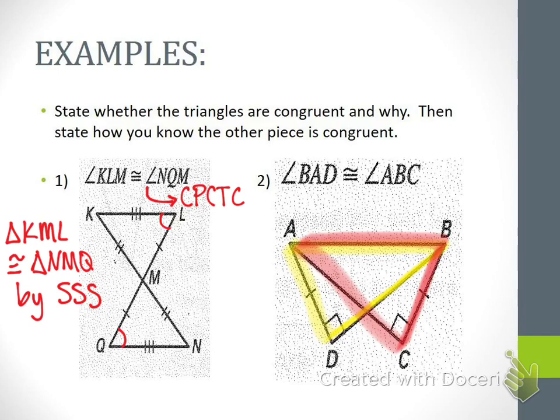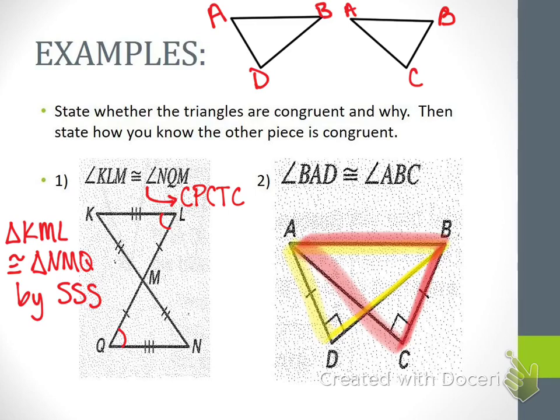So when we do that, we have to state whether the triangles are congruent and why. So if we were to redraw these separately, I'll just try to do my best with that up at the top here. Not perfect, but it'll work. So the one that I outlined in yellow, what would that one be called? ABD. And the one that I outlined in red is ABC.